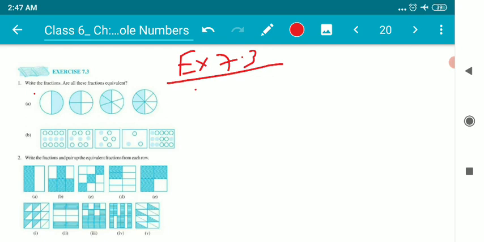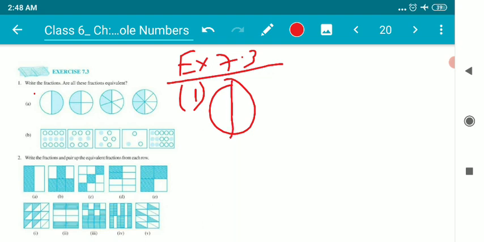The first question is about writing the fractions. Are all these fractions equivalent or not? Okay, children, the very first job is what? We have to draw the diagrams with pencil on our white copy. Without the figures, these questions or the solutions are absolutely incomplete.